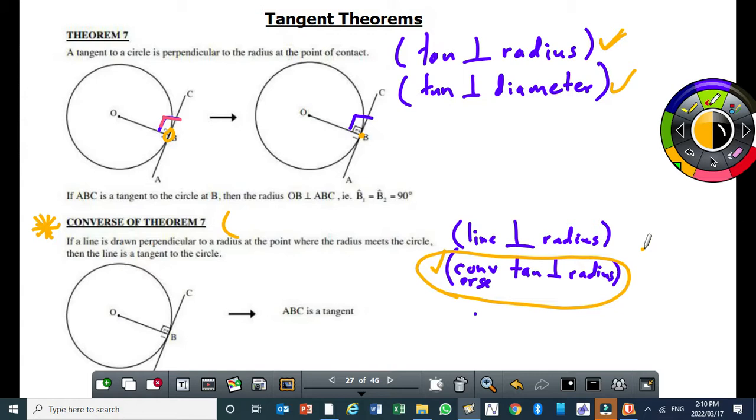Can I carry on here? Right, I just need to talk about maybe theorem 8. Okay?